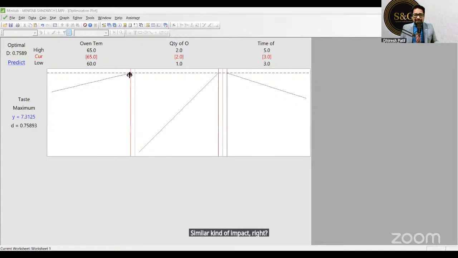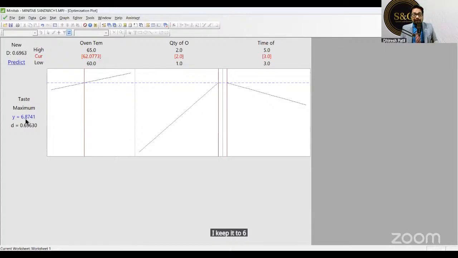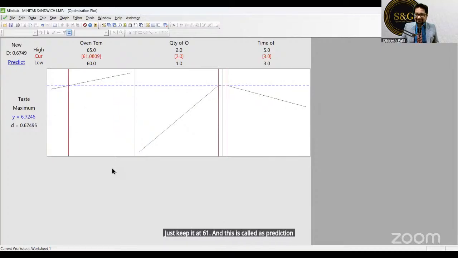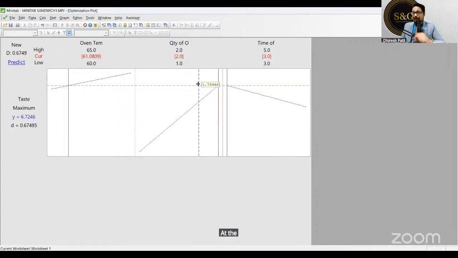Now let's play around with this. From 65, I just keep it to 62. I keep it at 62 and look at my test. From 7.3, it has dropped to 6.8 without making a sandwich. Let's keep it at 60. My test has dropped further to 6.5. Just keep it at 61. And this is called the prediction equation. You can predict any value. Just play around with this. Up to the 4th, 5th decimal, you can play around with this. You can see here.